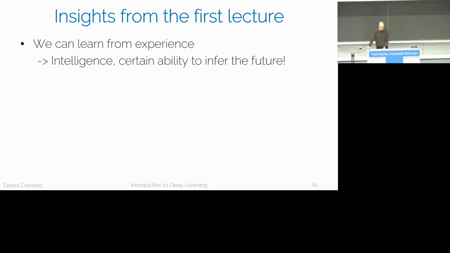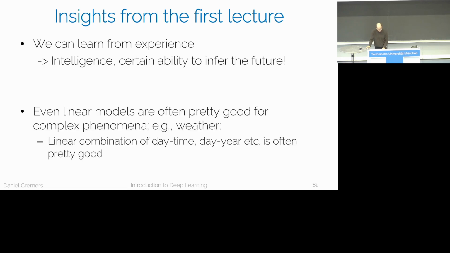So what's the insight from this lecture? We can learn from experience. We have some ability to infer the future, for example, predict from observation data by extrapolating with the functions that we fit to the data. And the other thing we observe is that even linear models are often pretty good at capturing complex phenomena. For example, for predicting the temperature in this room, given the outside temperature, the season, the humidity, and the number of people in the room, these linear models will usually do a fairly good job.